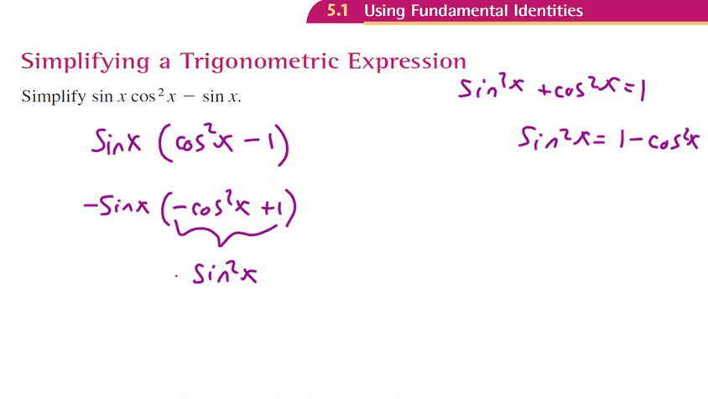And then make sure that we bring down our negative sine of x. And what's sine of x squared times negative sine of x? That's just going to give us negative sine of x cubed. And there's nothing that we can simplify from here. I mean, now we have a monomial, and that would be the end of that one.